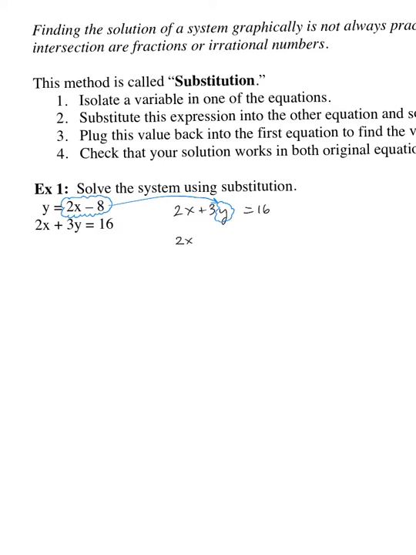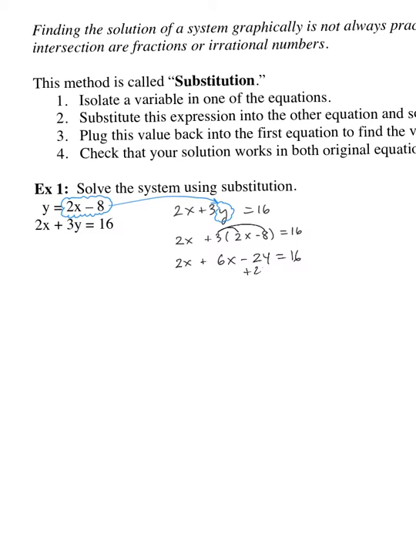We would get 2x plus 3 times y, but now instead of writing y, I'm going to write what it's worth, which is 2x minus 8, and that's equal to 16. Now I have an equation with just one variable, so I can solve it. Let's distribute our 3 to the 2x, and then the 3 times the 8 as well. So 2x plus 6x minus 24 equals 16.